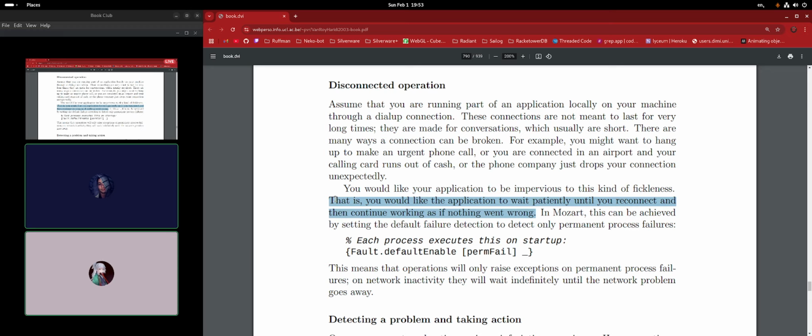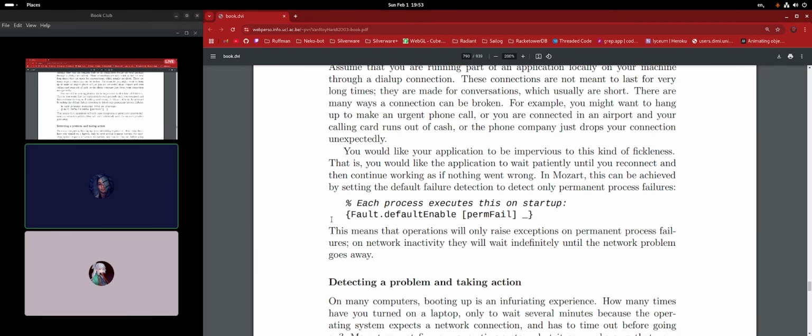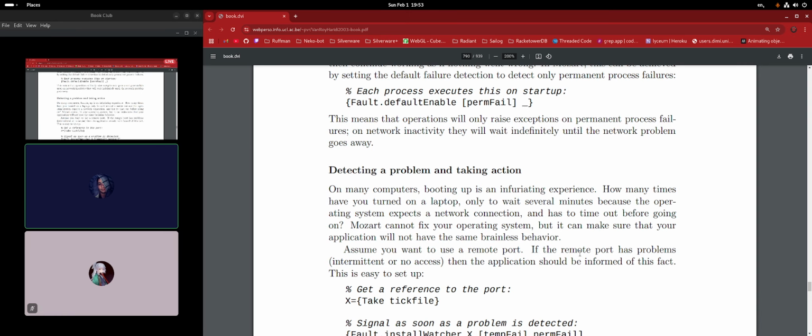In Mozart, this can be achieved by setting the default failure detection to detect only permanent process failures. So this is how you do that. I don't know where this is going to live. Probably in a boot up, startup. This means that operations will only raise exceptions on permanent process failures. On network inactivity, they will wait indefinitely until the network problem goes away. Detecting a problem and taking an action.